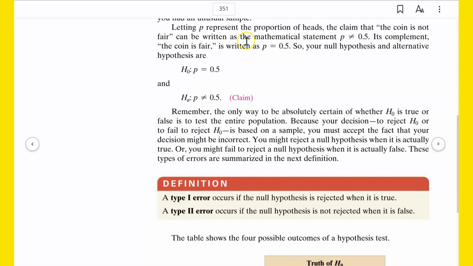All right, letting P represent the proportion of heads, the claim that the coin is not fair can be written as the mathematical statement P does not equal 0.5. Its complement, the coin is fair, is written as P equals 0.5.